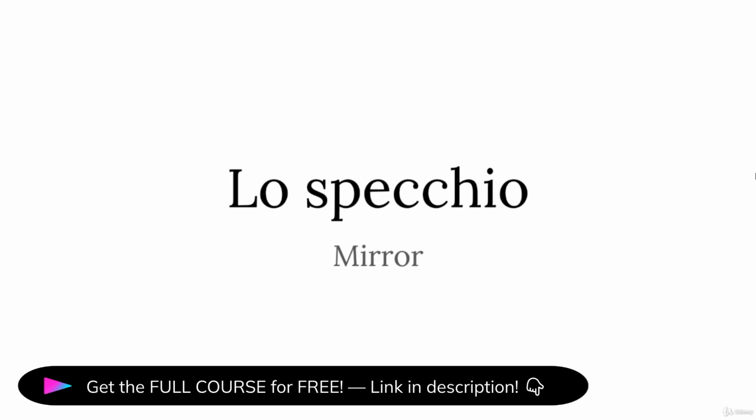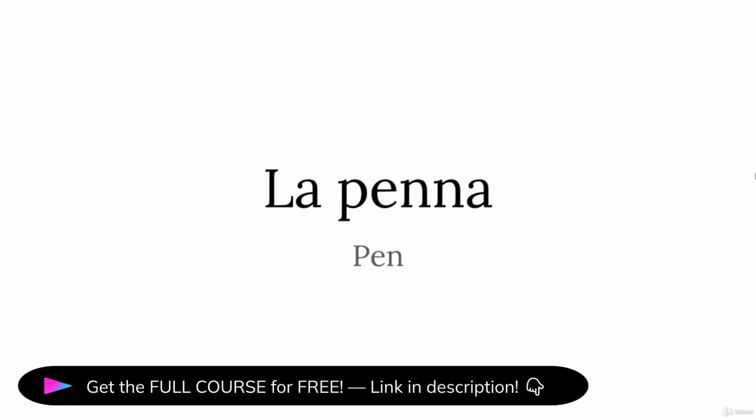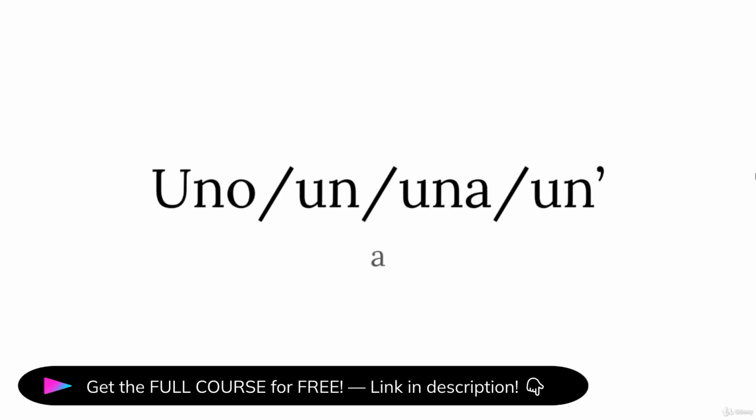The mirror, lo specchio. Lo specchio. So pay attention. In Italian, when you have CHI, the sound is always K. It's never CH. Okay? Lo specchio. Great. The pen, la penna. La, feminine article for a feminine word.